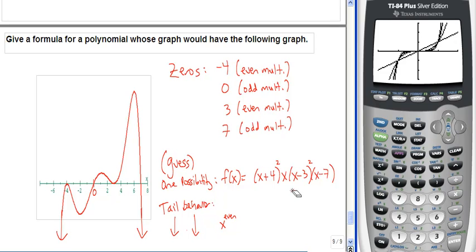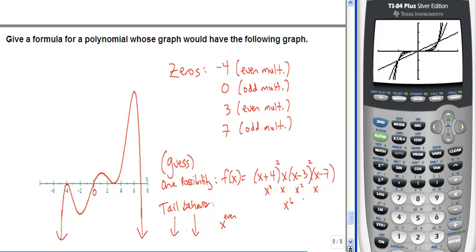We've got an x squared from this factor. We have an x, we have an x squared, and we have an x. So 2, 3, 4, 5, 6, this would be an x to the 6th. So it is even. That's good news. However, if I leave it like this, this would be a positive x to the 6th, and that would mean we were supposed to have tail behavior of up, up, and we want it to be down, down.